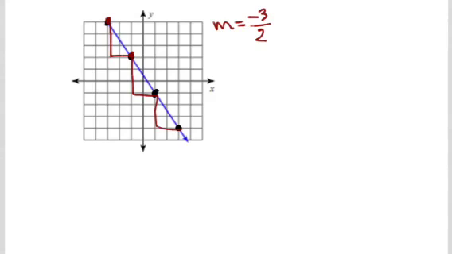Now, you might be asking again, what if I'd gone the other direction? What if I'd taken this point that's right here and this point that's right there, and I'd gone up first? Well, that would have been up 3 and left 2.